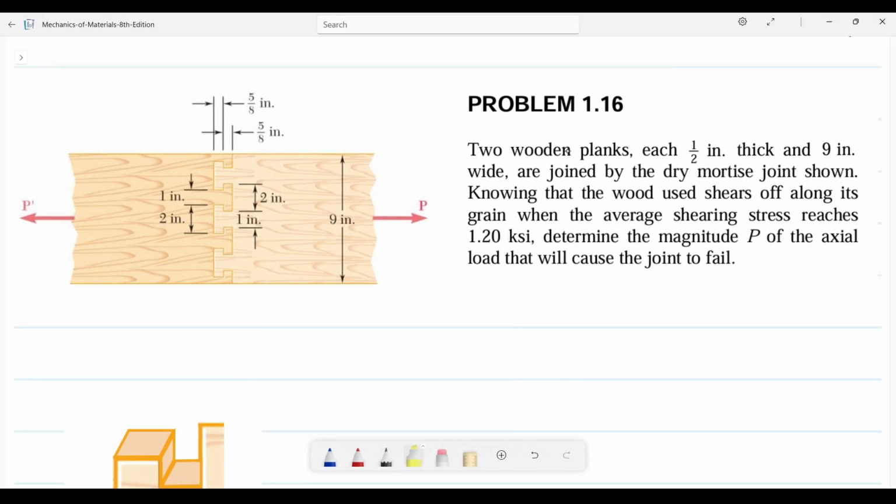Let's read the question. Problem 1.16. Two wooden planks, each a half an inch thick and 9-inch wide, are joined by the dry mortise joint shown. Knowing that the wood used shears along its grain when the average shearing stress reaches 1.2 ksi, determine the magnitude P of the axial load that will cause the joint to fail.